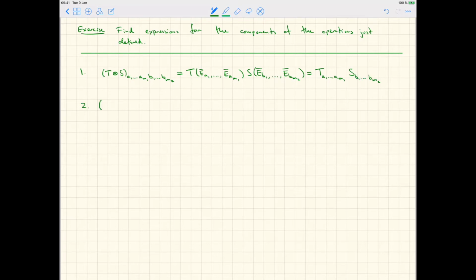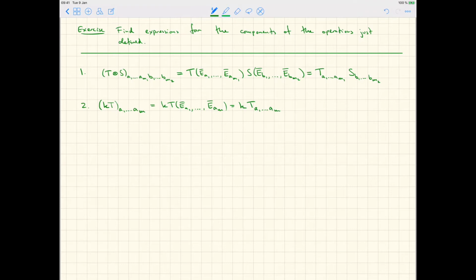For the multiplication by a scalar, so the components of the tensor k multiplied by t, which has m indices a1 through am, it is equal to k multiplied by the tensor t acting on the tangent basis vectors ea1 through eam. Again, by the definition of the tensor components, this is equal to k multiplied by the tensor components of t.